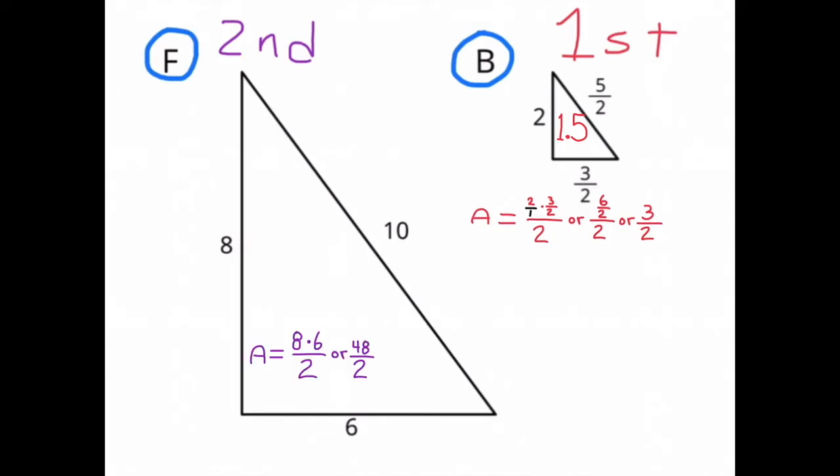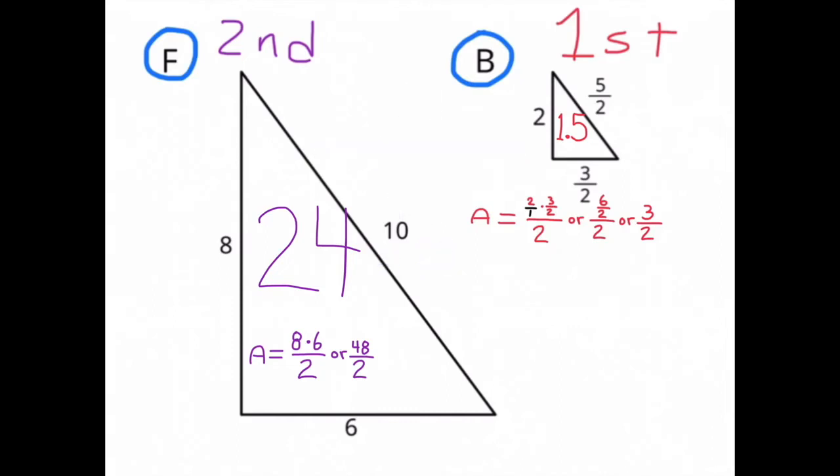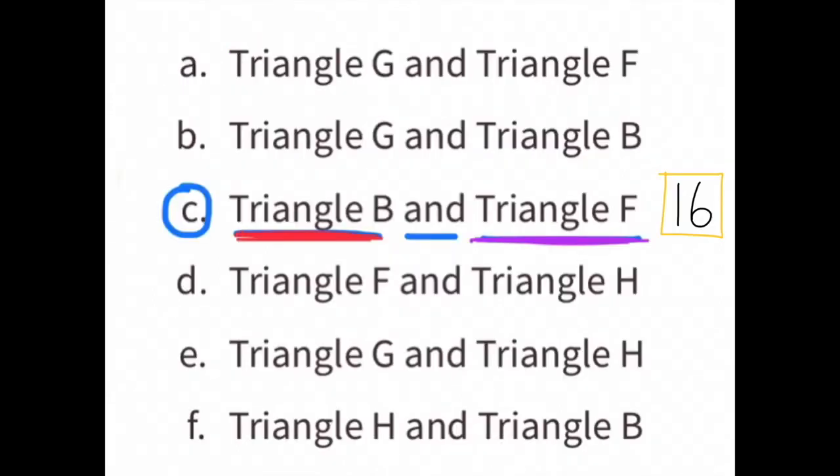The area of triangle F is half of 8 times 6, or half of 48. Half of 48 is 24, so the area of triangle F is 24 square units. So the question is, how much larger is the area of triangle F compared to the area of triangle B? That's the same as asking 24 divided by 1.5. And 24 divided by 1.5 is 16. The area of triangle F is 16 times larger than the area of triangle B.